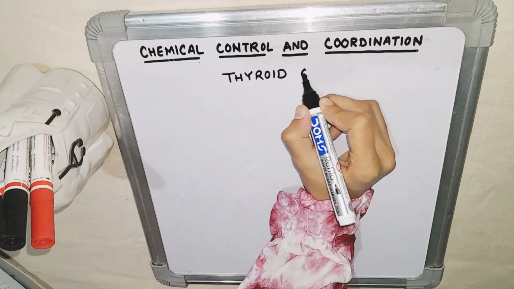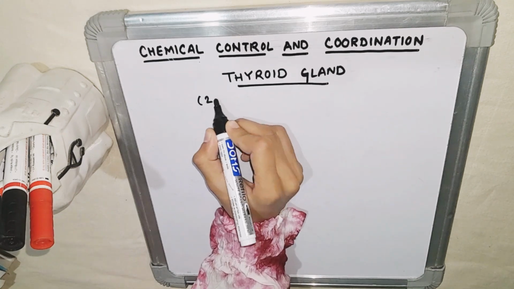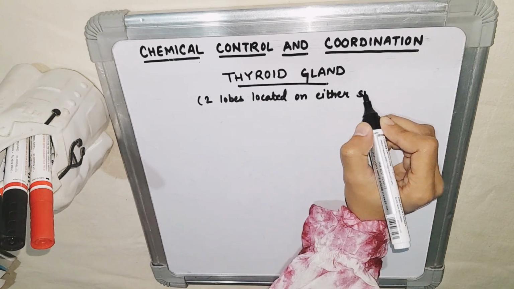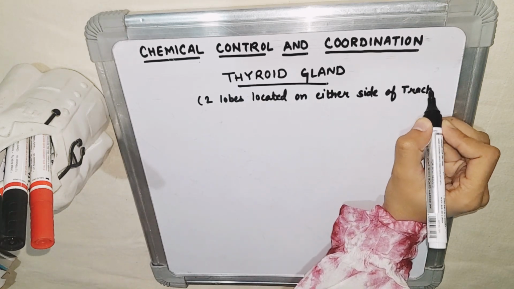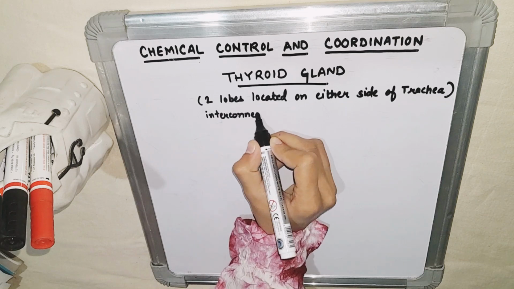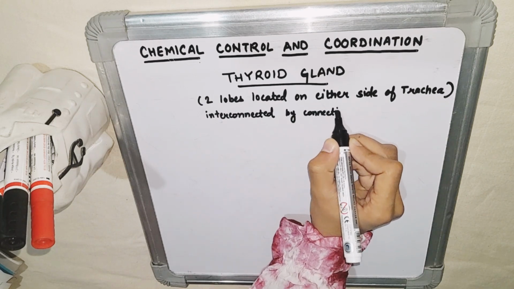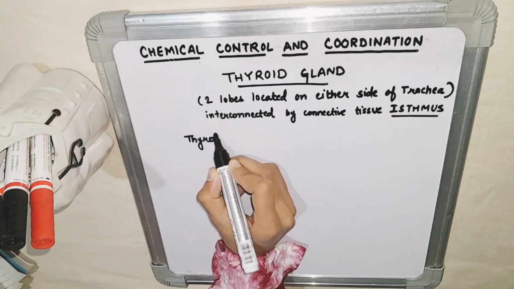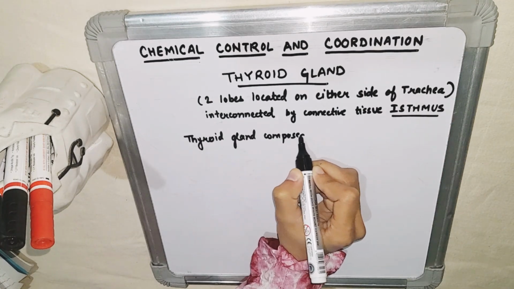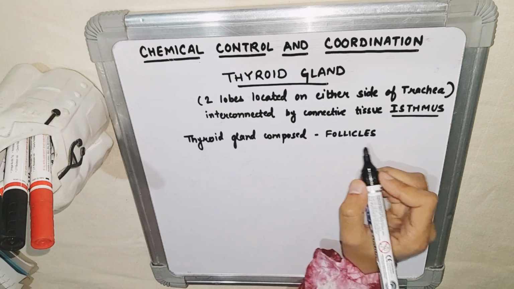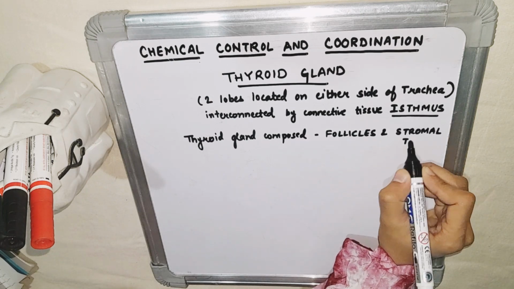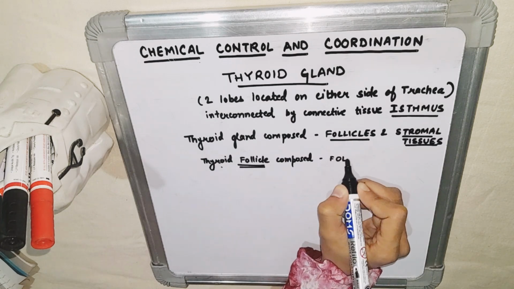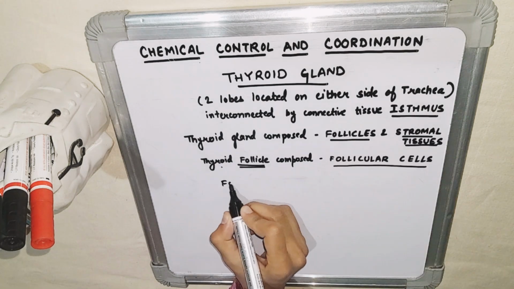Next gland is thyroid gland. So there are two lobes in thyroid gland which are located on either side of the trachea. These two lobes are interconnected by a connective tissue which is called isthmus. The thyroid gland is composed of follicles and stromal tissues. Now the thyroid follicles are composed of follicular cells.